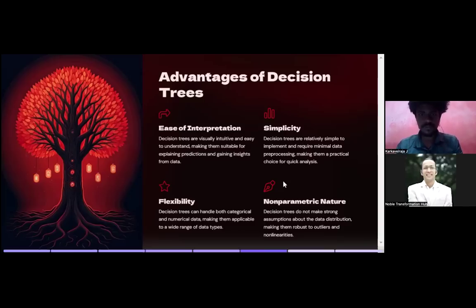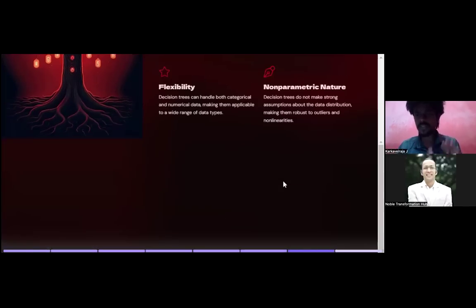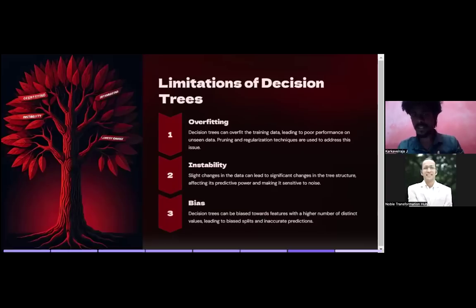Yeah, sure, sir. So moving on, we've seen the advantages. Now we're going to see the disadvantages, that is, the limitations of decision trees. Overfitting: a decision tree can overfit the training data, leading to poor performance on unseen data. Pruning and regularization are the techniques used to address this issue. Guys, I hope this is a major thing that I need to say.